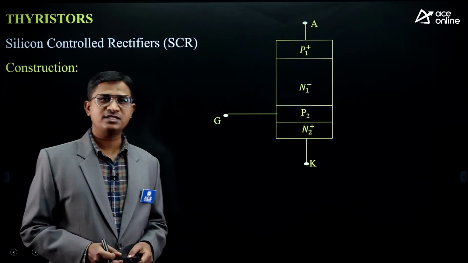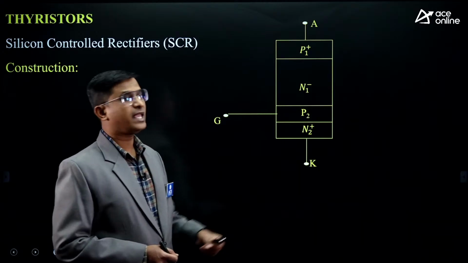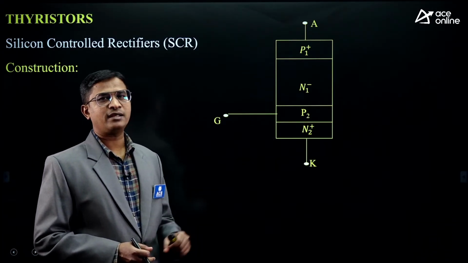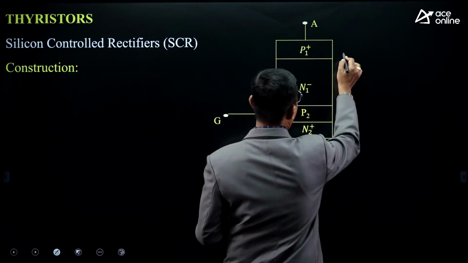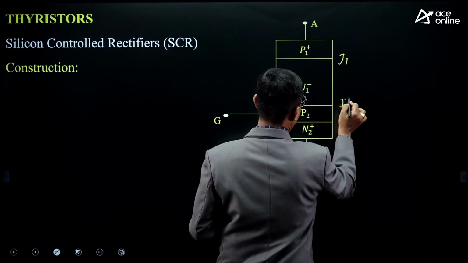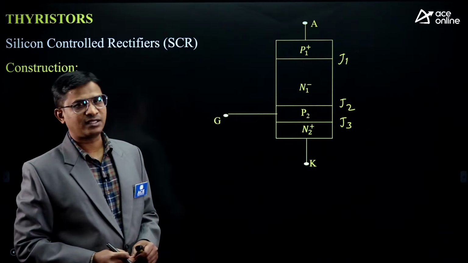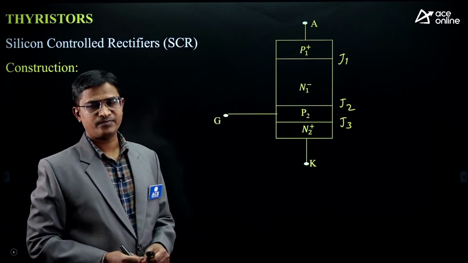As I said, it is a 4 layer and 3 junction device. The 4 layers are P1 plus, N1 minus, P2 and N2 plus, and the junctions are J1, J2 and J3. Four layers and three junctions. And the 3 terminals are anode, cathode and gate.